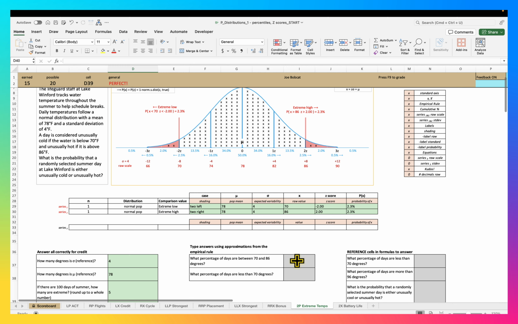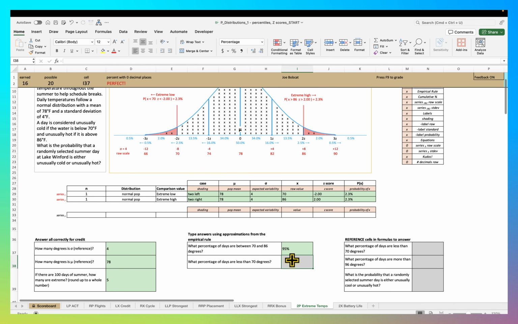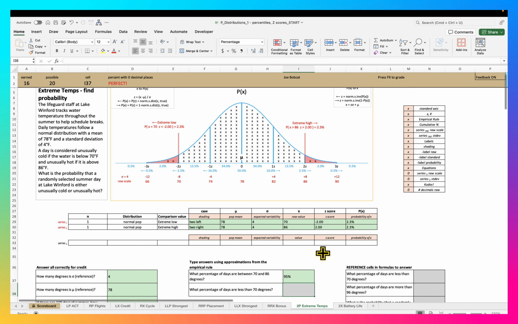What percentage of days are between 70 and 86? Now this is looking at the empirical rule. There's 70, there's 86. So if you look just at the empirical rule percentages, it's going to be 68 plus 13.5 plus 13.5 is 95. Effectively 2 standard deviations. And kind of amazing how that came out. Just the same, right? So the precise calculation is about the same as the empirical rule.